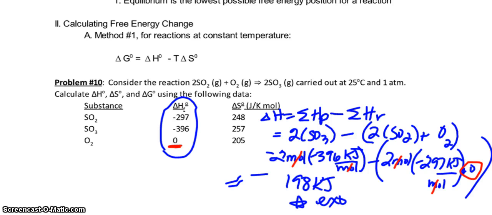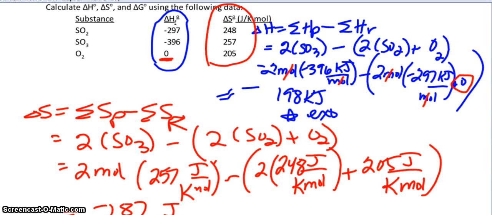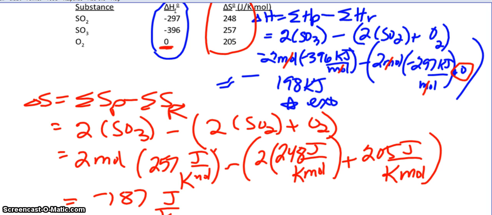Set up delta S the same way. All right, so here's my delta S. Again, it is the delta S products minus the delta S reactants. I plug in these numbers. Notice I wrote down all my units. Do you notice that your moles, once again, are going to cancel out? So I can cancel these guys out.